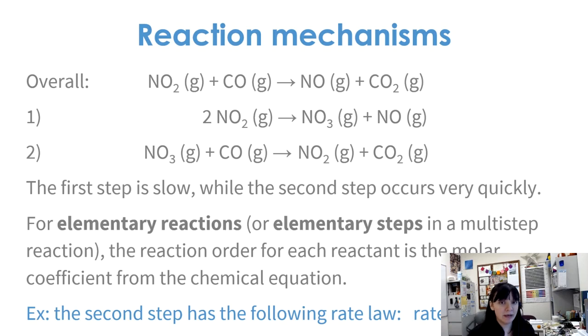But so that makes the rate law for that second reaction alone very simple, right? We would just say that the rate is equal to whatever the K constant is times the concentration of NO3 to the first power, and then times the concentration of CO also to the first power. So right, I have here the rate law for that second step. Again, because this is an elementary reaction, the molar coefficients just equal our reaction orders.